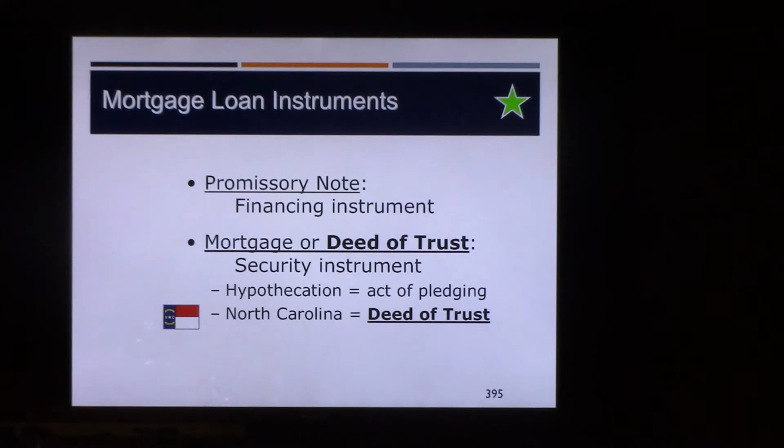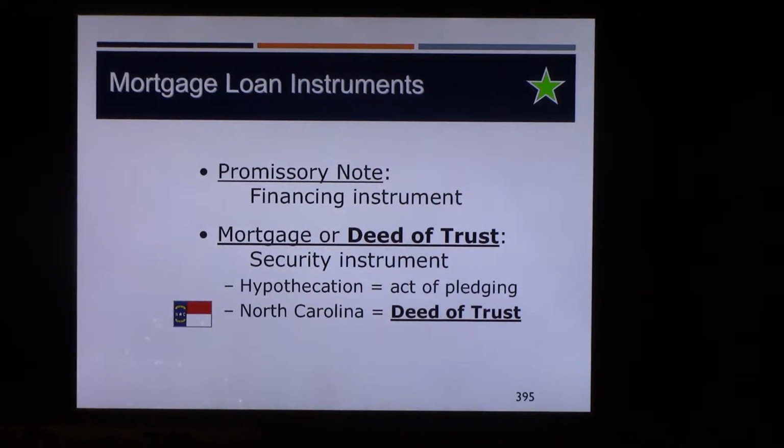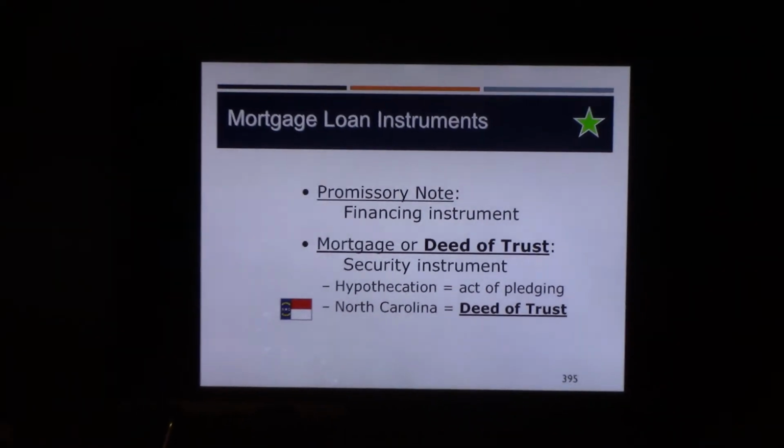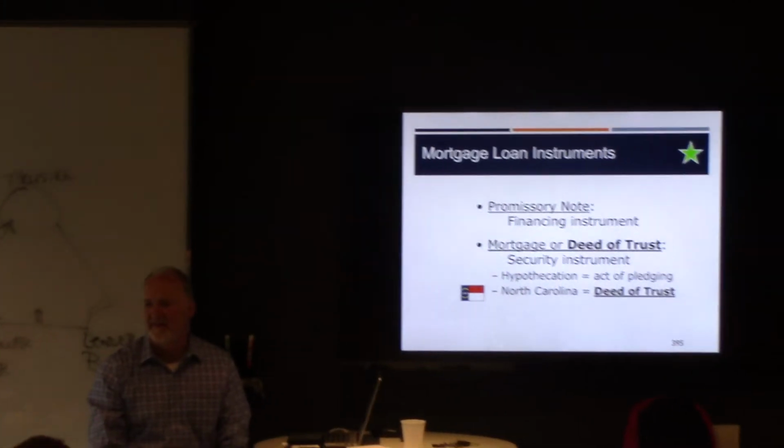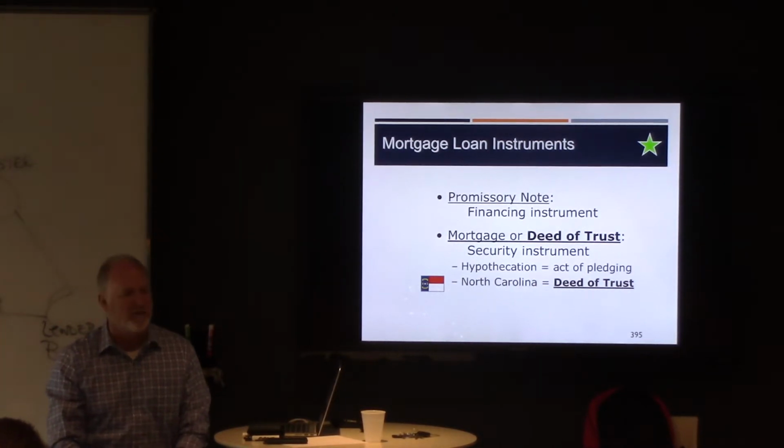Mortgage loan instruments. I want you to look at the word promissory note. We've been going at it for a long time today, so let's take the easy way out. Whenever possible, take the easy way out. Promissory note looks like what word? Promise. That's exactly because that's what it is. A promissory note is simply a promise to repay a debt. It's an IOU. That's all a promissory note is.